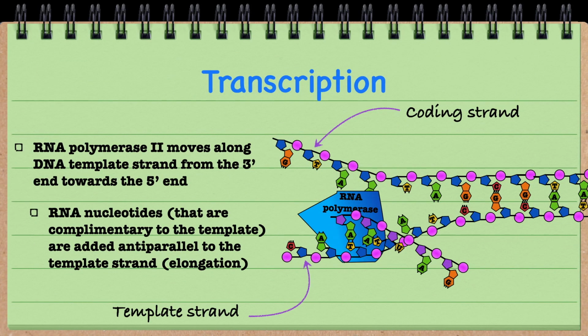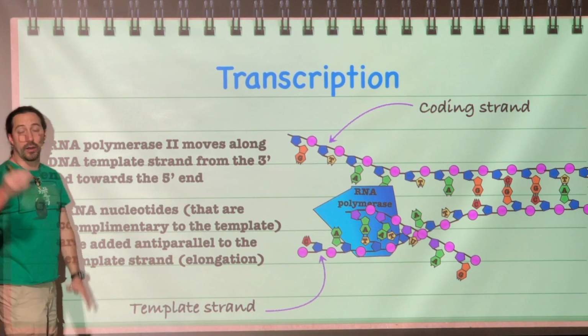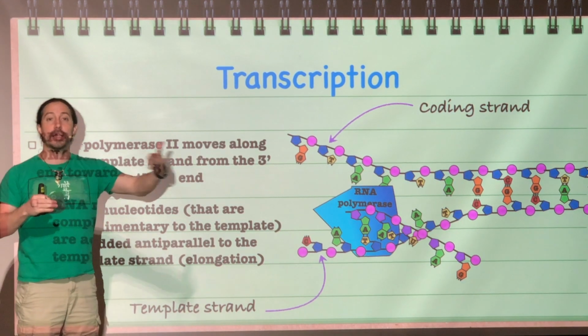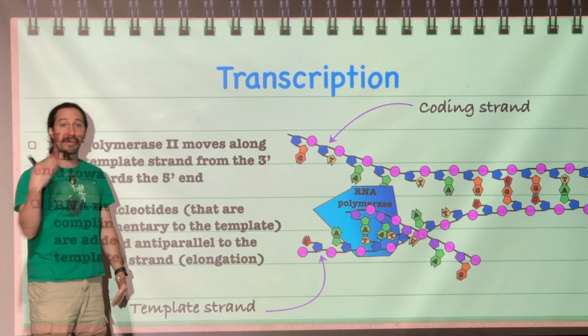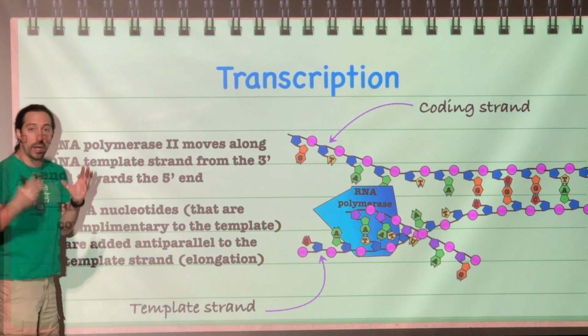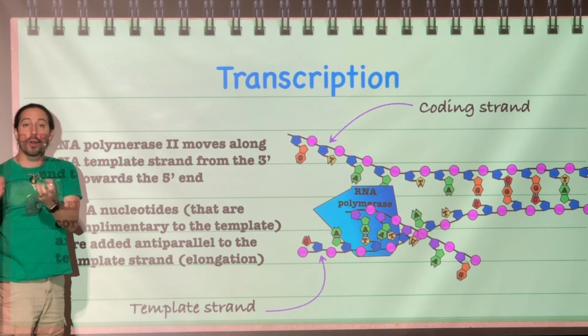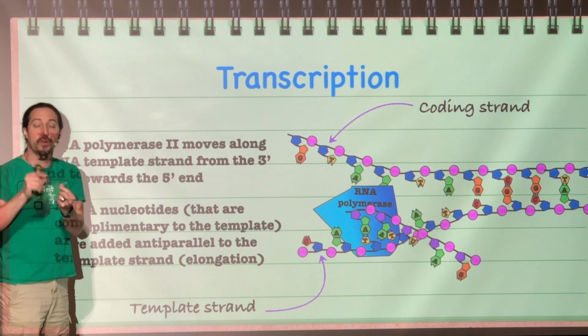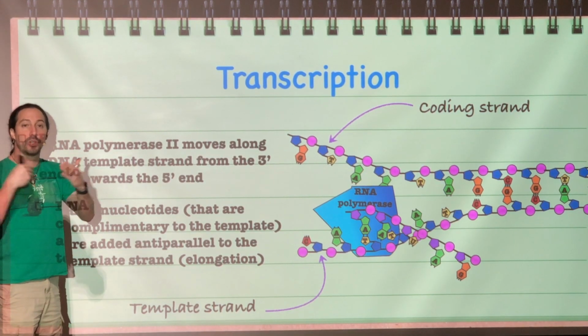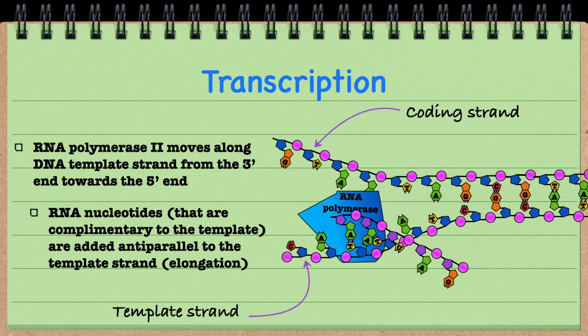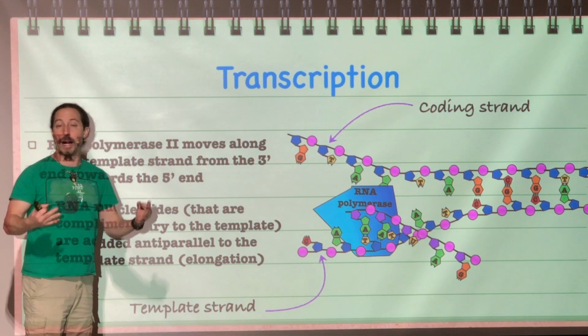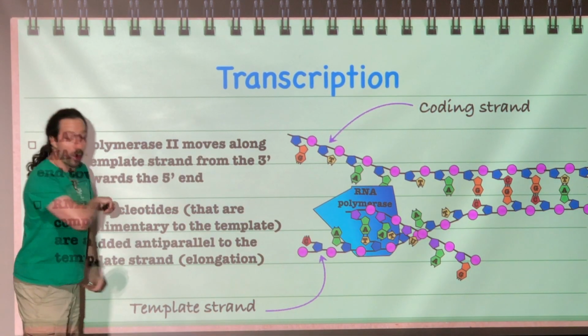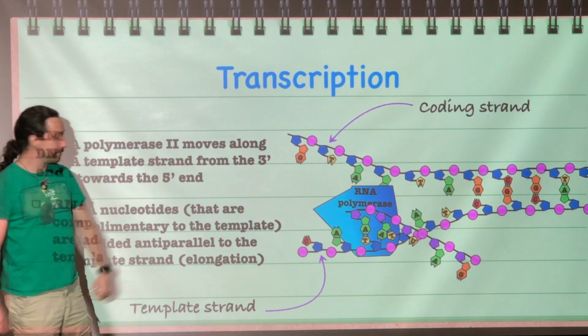RNA polymerase 2 is going to move along the template strand in the direction of the 3' end toward the 5' end. As it's moving along, it is going to take the nucleotides, the RNA nucleotides that are complementary to the template strand, and add them to each other, forming our full, complete RNA strand. This process is called elongation because our RNA strand is getting longer.